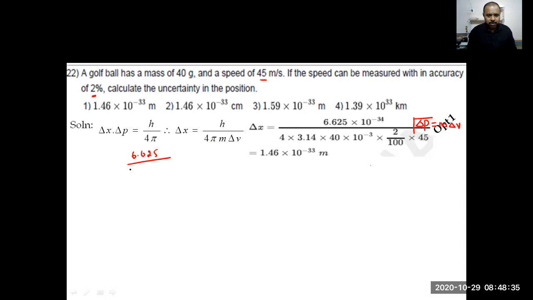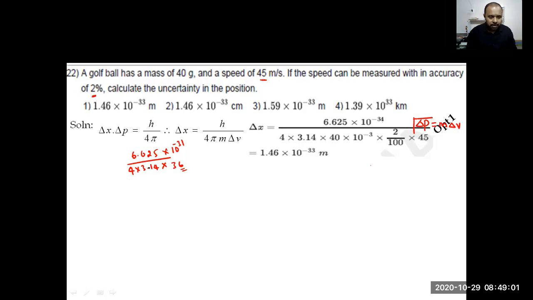So 6.625 into 3.14 into 40 into 2, 45 into 2, 90. 90 into 45 is 3600. That 3600 10 raised to 2 can go to the numerator, minus 2, again 10 raised to minus 31, it will be minus numerator, and the numerator denominator will be 36.